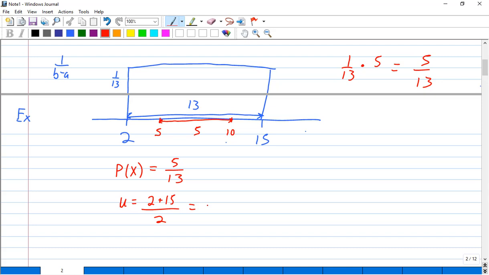So that's going to be what? 17 divided by 2, or 8.5. That's 8.5 minutes.